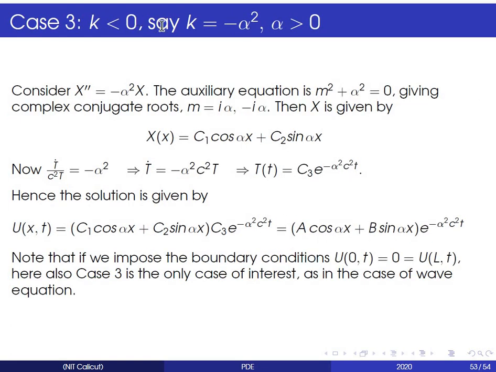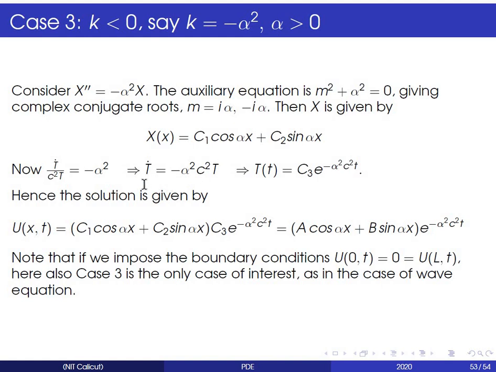wherein k is less than 0, say k is equal to minus alpha square for alpha greater than 0. There again you can form the auxiliary equation, or the equation in x will become X double dash plus alpha square X equal to 0. So m square plus alpha square equal to 0 is the auxiliary equation. Solving it, you will get complex roots 0 plus i alpha and 0 minus i alpha. Therefore the solution is capital X of x is equal to e raised to 0x into c1 cos alpha x plus c2 sin alpha x.